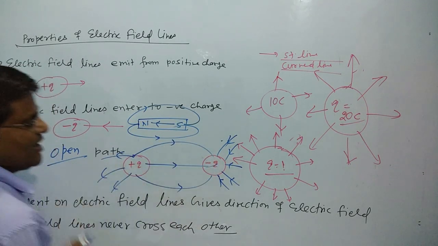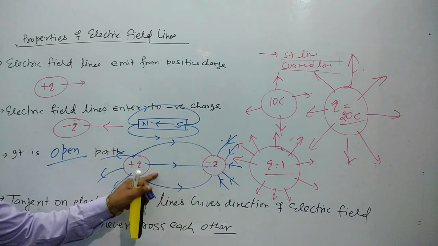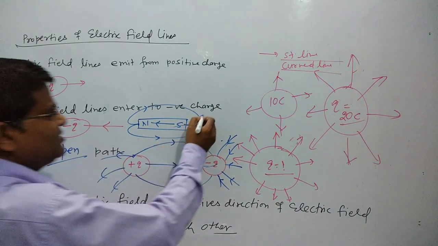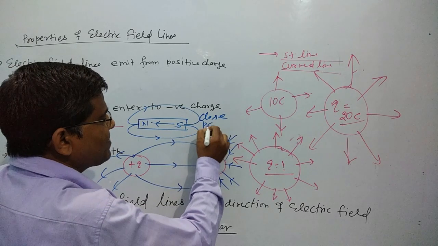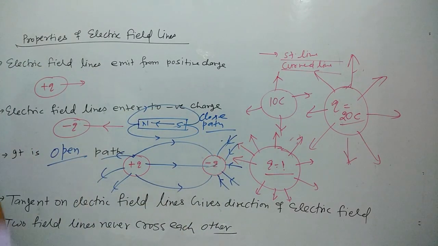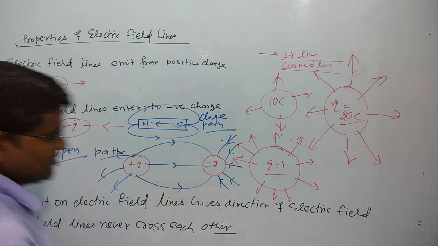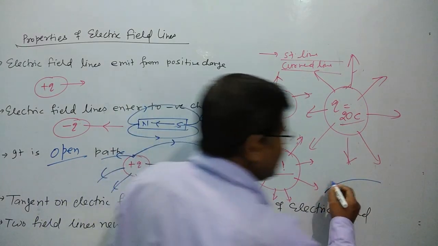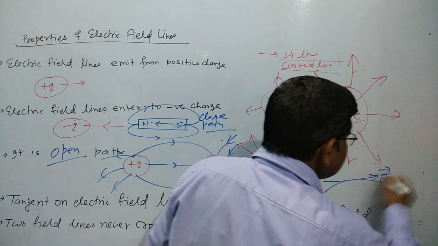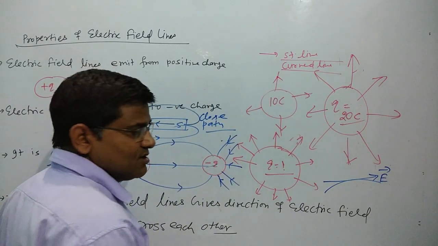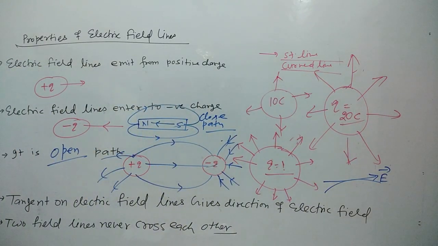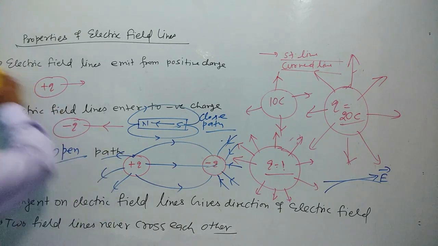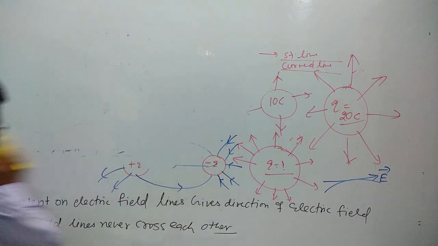This breaks. And that's why it is an open path, and here is a closed path. In a magnet it is a closed path, and the electric field is an open path. Now, the tangent on electric field lines gives the direction of the electric field. Yes, tangent means if the electric field line is curved, suppose this is the electric field, then the tangent gives the direction of the electric field.